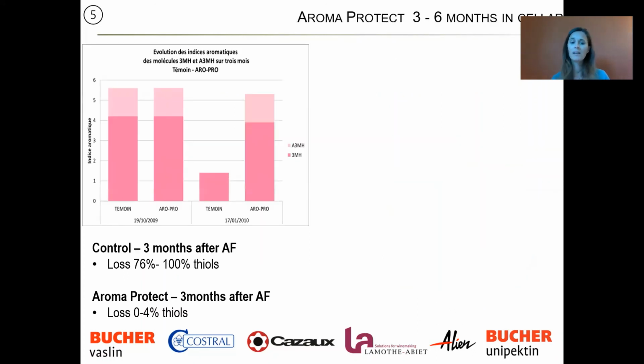Want to show you some results. A trial, so you have a control and Aromatic here. They both have the same amount of thiolic compounds as it's the same wine. We look at it 3 months after, and basically the control 3 months after classic aging lost all its acetate 3-MH and lost 76% of its 3-MH just by oxidation. While if we look at the Aromatic, we didn't lose anything regarding our acetate 3-MH, and we lost only 4% of the 3-MH. So huge impact in terms of protection of the aromas and also improving the shelf life of the wine.